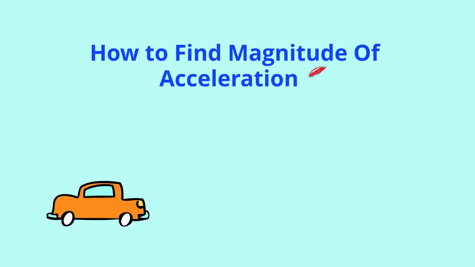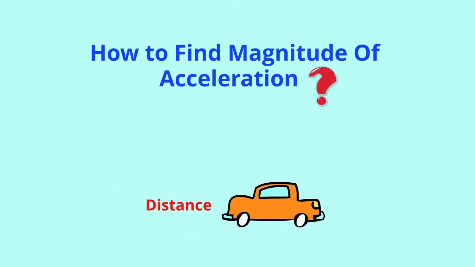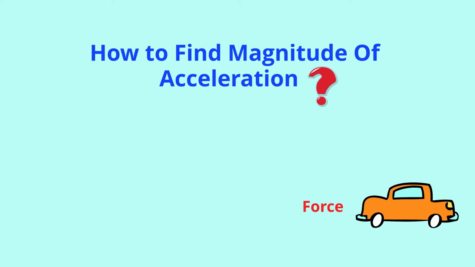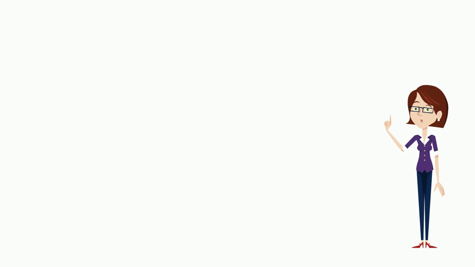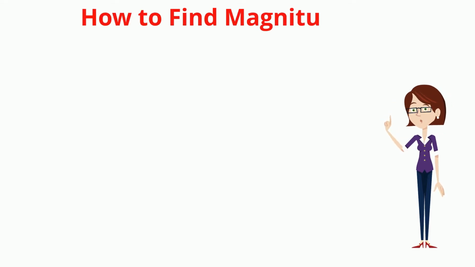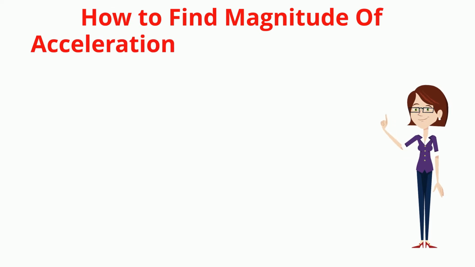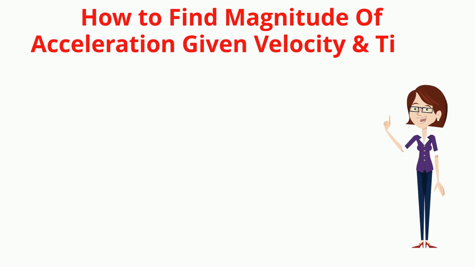So in this video, we will learn how to simply find the magnitude of acceleration if you know any of these entities: velocity, distance, time, mass, force and gravity. So let's begin. The first method of finding the magnitude of acceleration that we will cover here is based on velocity and time. That is from the definition of acceleration.